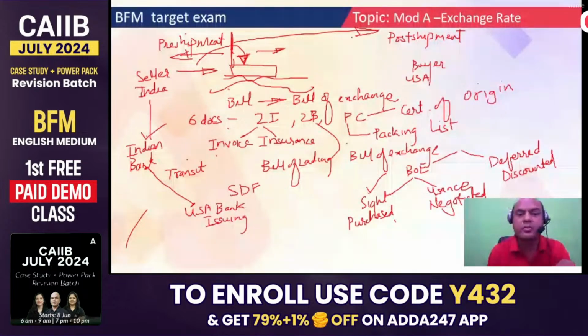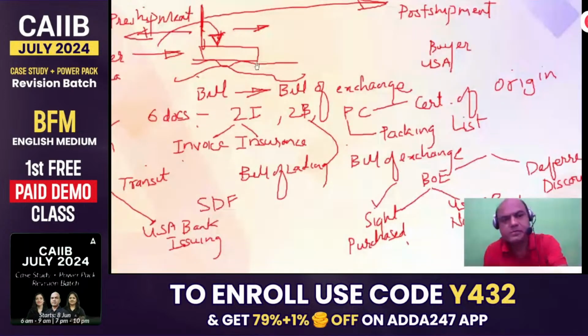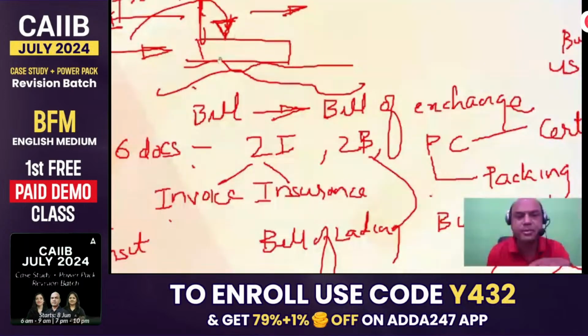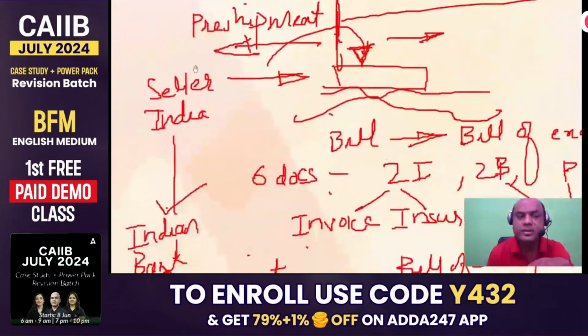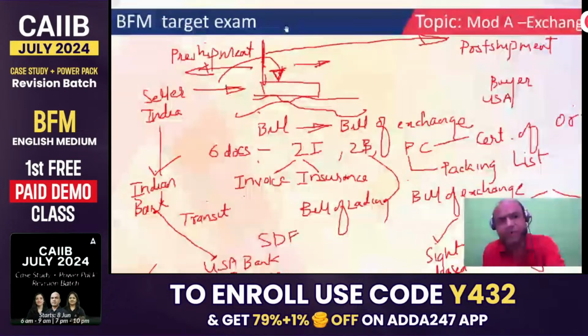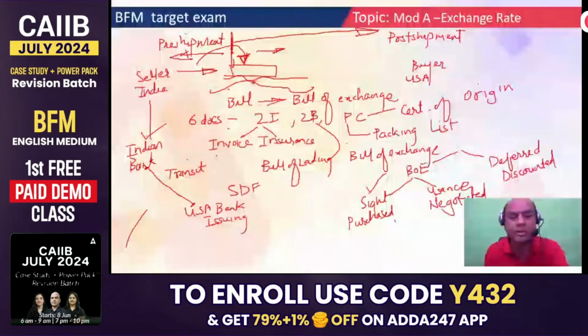Now what is pre-shipment and what is post-shipment? Before the shipment, whatever I do is known as pre-shipment. After the shipment, whatever I do is known as post-shipment. Means once I put the goods in the ship, this is my ship, this is the sea, and after this ship leaves, this is post-shipment. Before that, it's pre-shipment. Pre-shipment loan we always call packing credit.